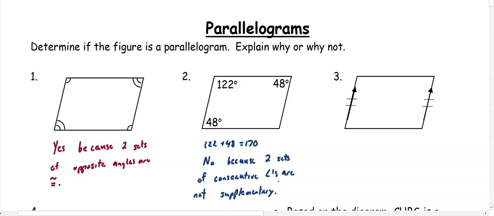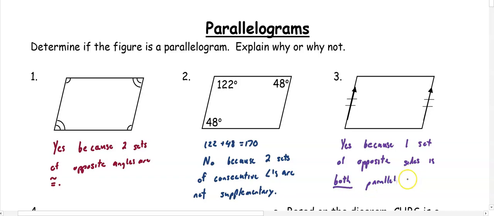In number 3, remember that the arrows mean that the lines are parallel, and then we have two tick marks on each, which means that they're congruent. So remember, if that happens on the same set of lines, this is one example of a parallelogram. So we would say yes, because one set of opposite sides is both parallel and congruent.